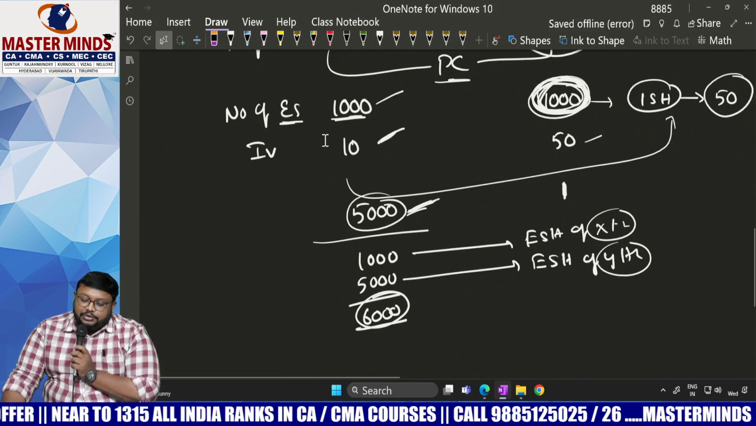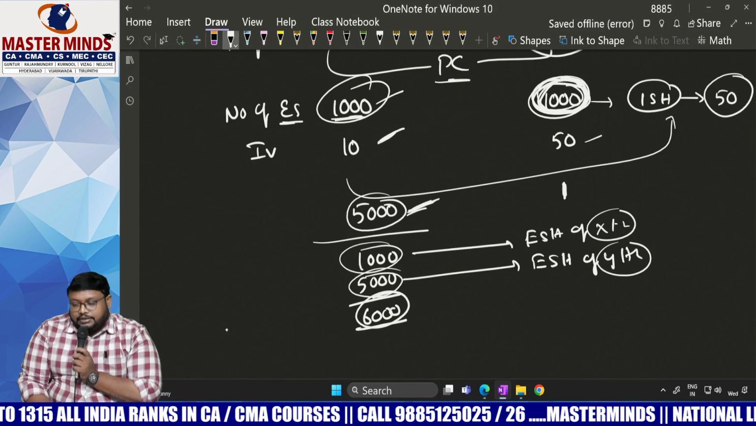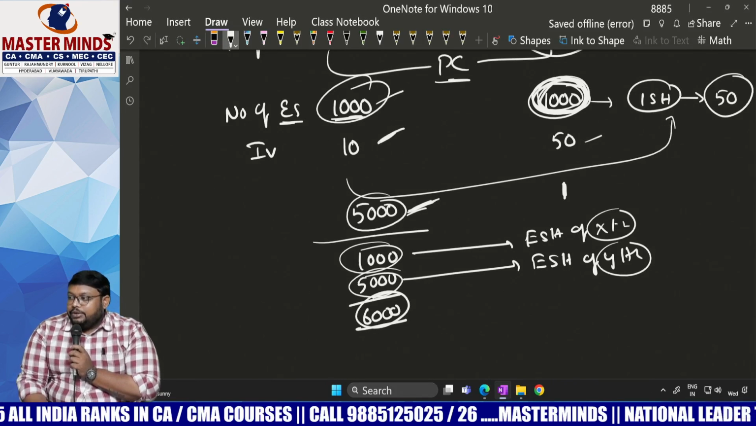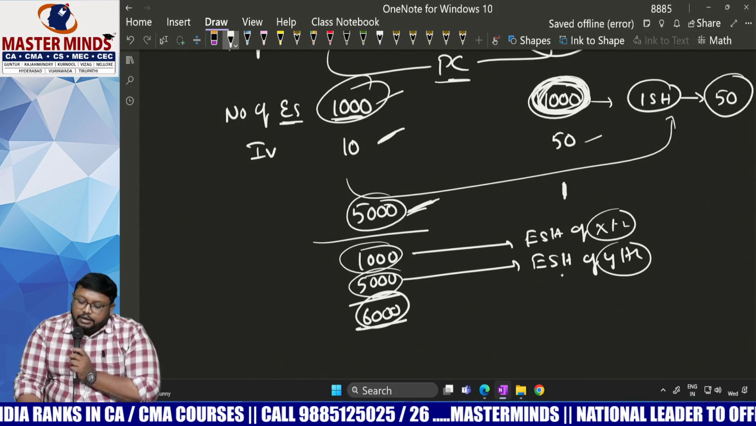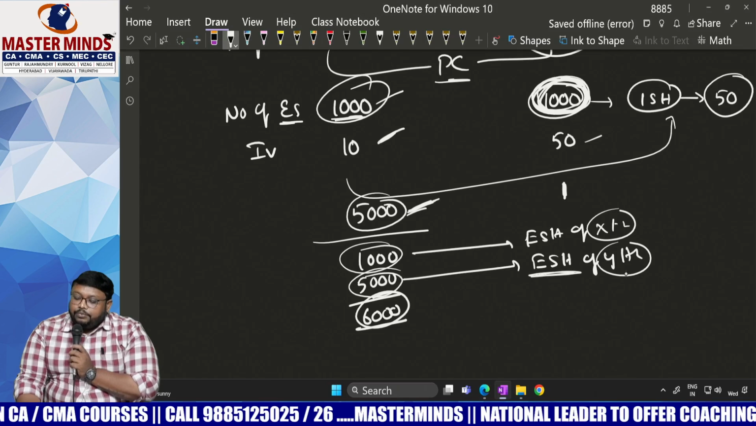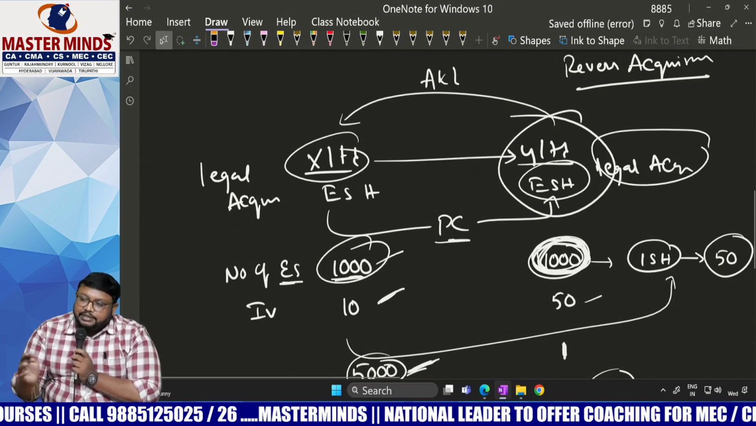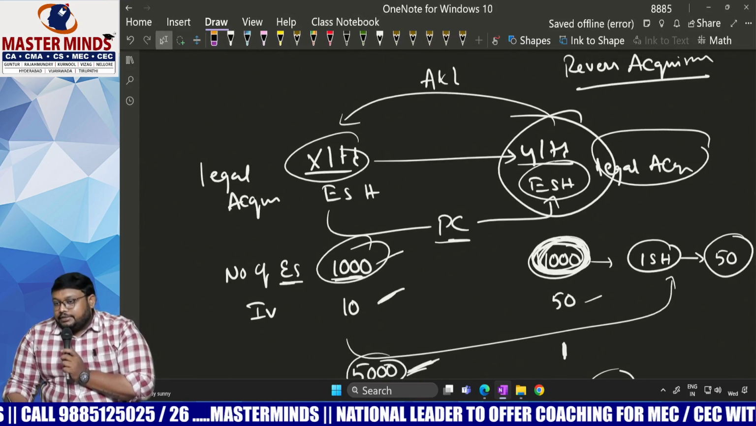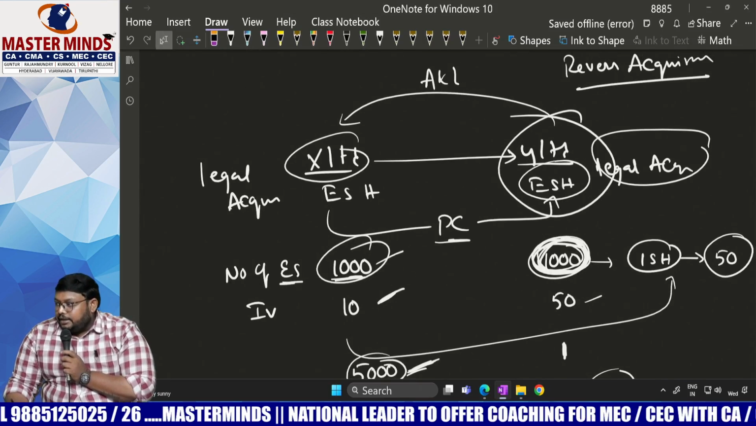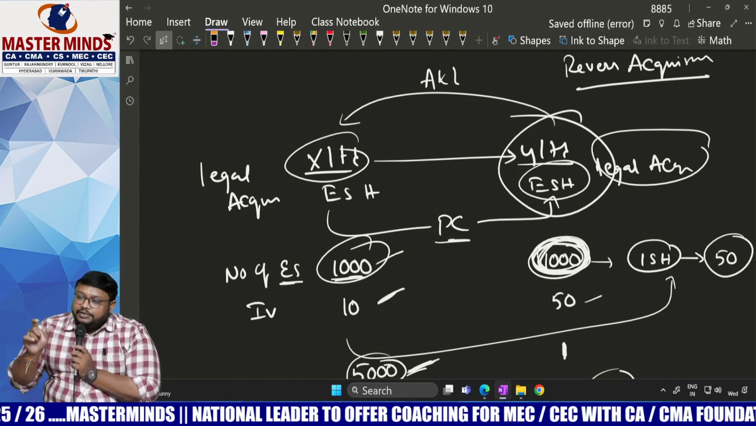X Limited shareholders have 1000 shares. Y Limited shareholders have 5000 shares. Who has the control? Y Limited shareholders have the control. So ultimately, Y Limited, though the legal acquiree, for accounting purposes is the acquirer. He has the control and he is the acquirer. This concept we call reverse acquisition.